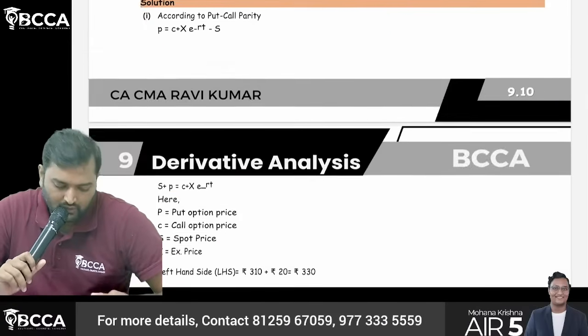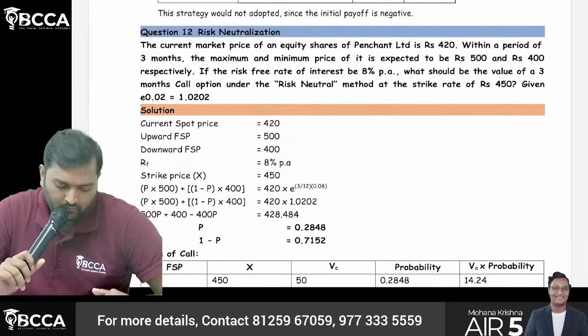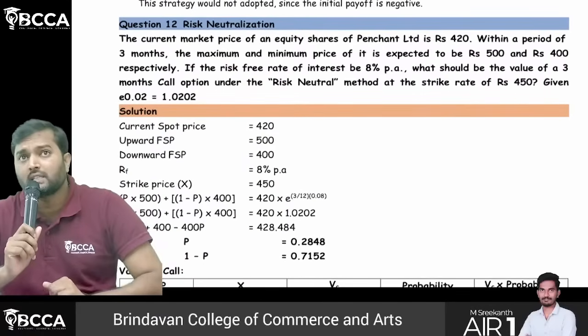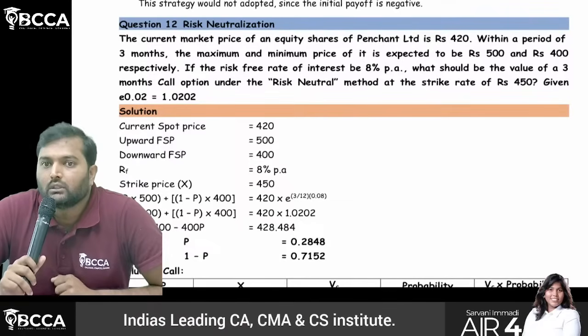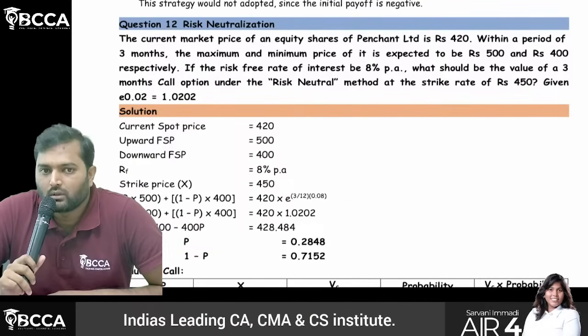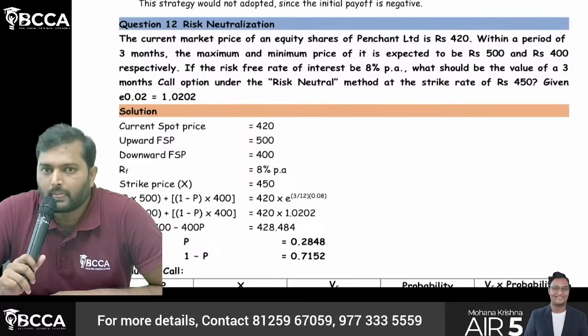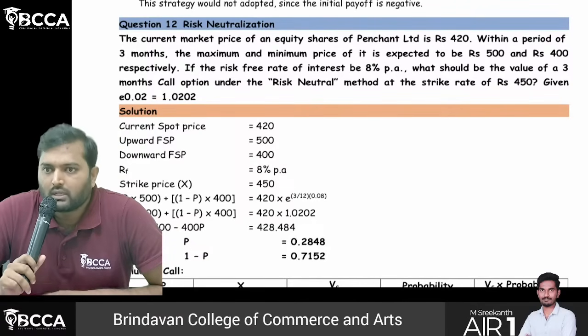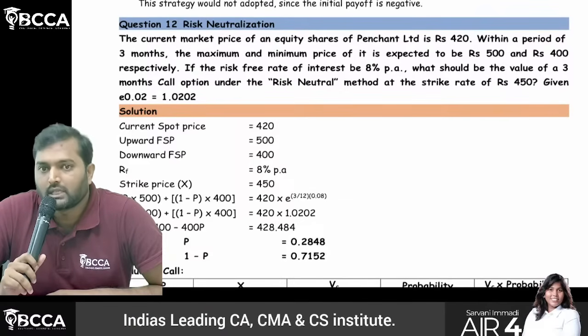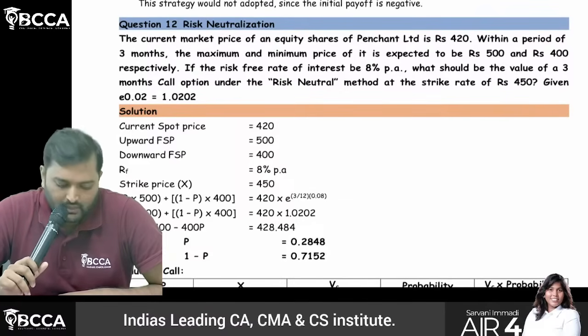Let us see the question. Risk neutralization, question number 12. This is a practice question. They might ask this concept as an MCQ also. Option valuation models: there are 4 models: risk neutralization, binomial, 2-period binomial, and Black-Scholes model. Risk neutralization is a simple model.